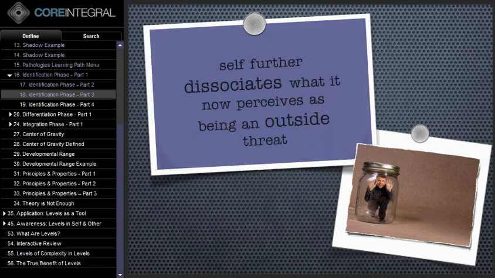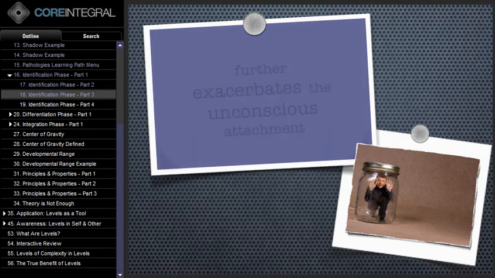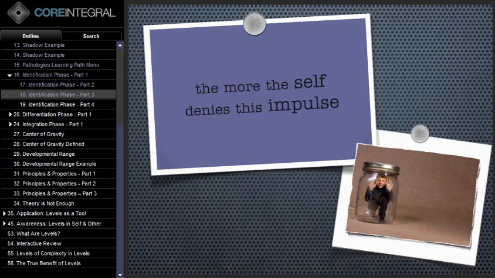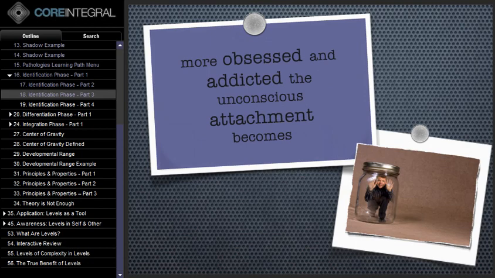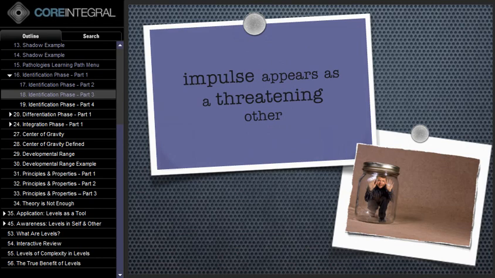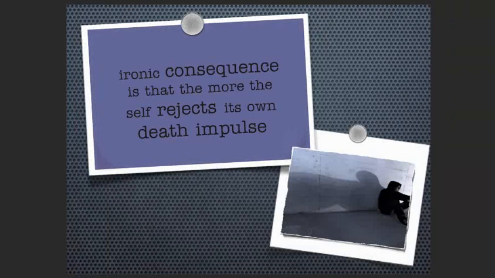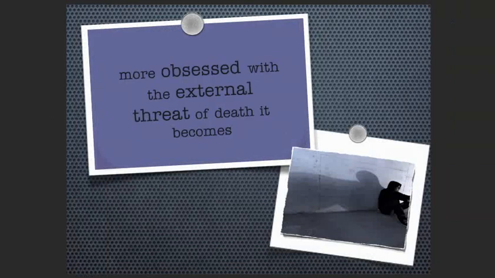The self further dissociates what it now perceives as being an outside threat. However, this pushing away or dissociating further exacerbates the unconscious attachment that one has to the impulse for disidentification. The result is that the more the self denies this impulse, the more obsessed and addicted the unconscious attachment becomes to it, except now the impulse appears as a threatening other. The ironic consequence is that the more the self rejects its own death impulse, the more obsessed with the external threat of death it becomes.